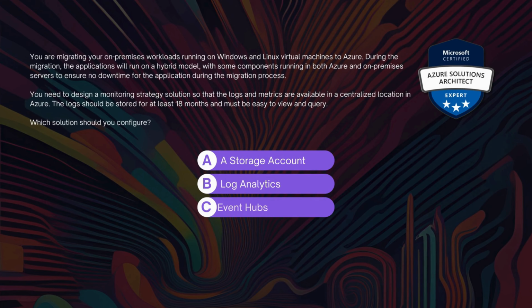You are migrating your on-premises workloads running on Windows and Linux virtual machines to Azure. During the migration, the applications will run on a hybrid model, with some components running in both Azure and on-premises servers to ensure no downtime for the application during the migration process. You need to design a monitoring strategy solution so that the logs and metrics are available in a centralized location in Azure. The logs should be stored for at least 18 months and must be easy to view and query. Which solution should you configure? Letter A, a storage account? Letter B, Log Analytics? Letter C, Event Hubs?